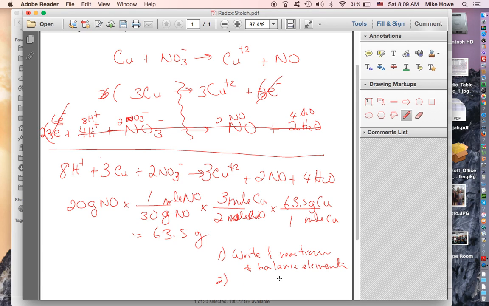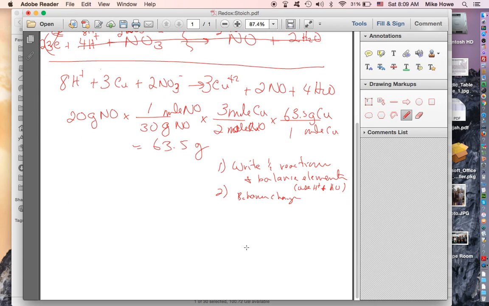Number 2, when you balance the elements, use the H plus and water. All right. And then after you've got the elements balanced, you balance charge for each half reaction.